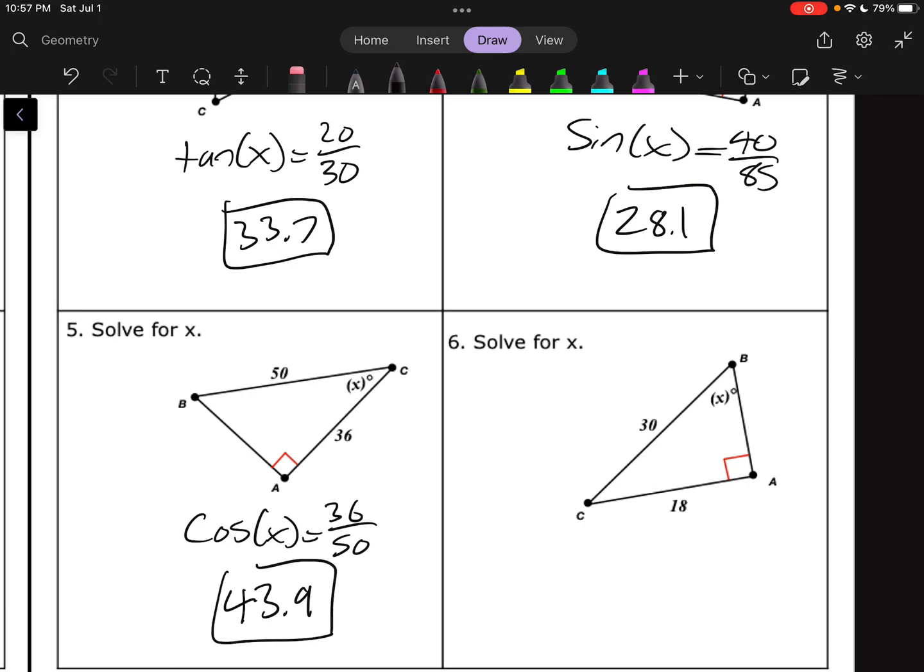And lastly, number 6 should have been a sine. Sine of x equals 18 over 30. So we do a little inverse sine to end this one off. And 18 over 30, if you got that one right, should have been 36.9. And that'll do it. Pretty quick one there. Hopefully that went well.